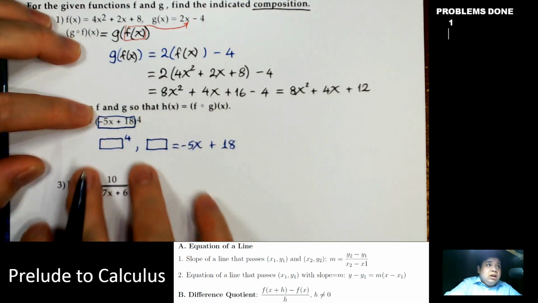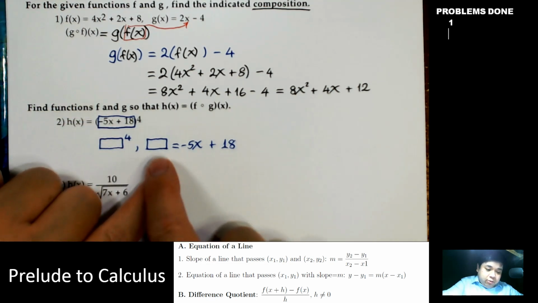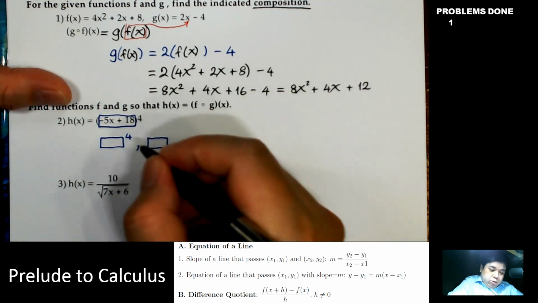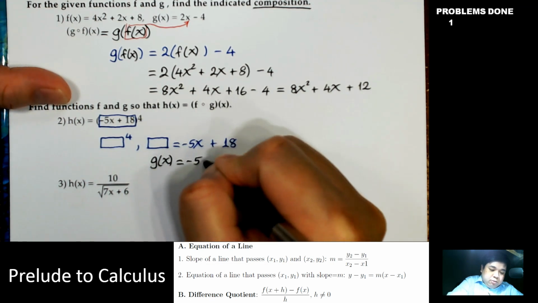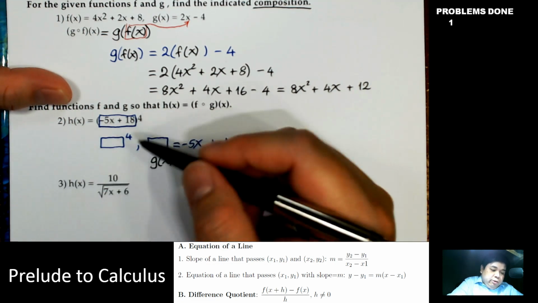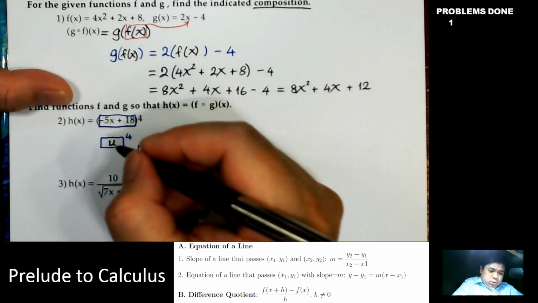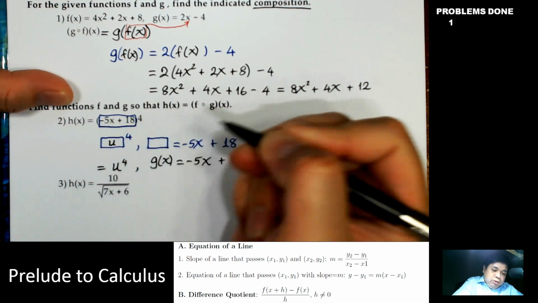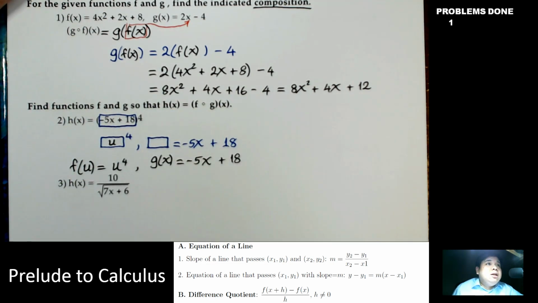Now from one function I'll have 2 functions. The first one is something to the 4th power. The second function is inside the box. So we can write g of x equal to negative 5x plus 18, and the function in front of that, let the variable be u or x, pretty much anything. It's going to be u to the 4th, the function of u.